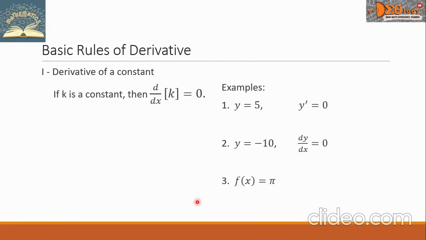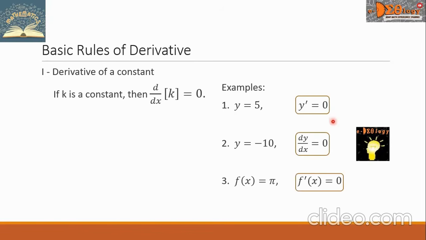Example 3, f of x equals pi. This pi is considered a constant, so we say that f prime of x equals 0. These are the answers for these examples.